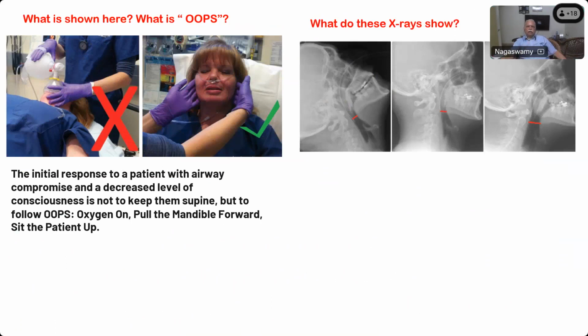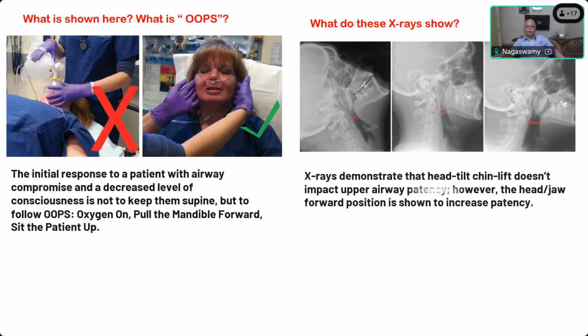What do these X-rays show you? This is the red line you are seeing. So what do these red lines indicate? Upper airway obstruction. Excellent. Upper airway diameter. Very good. X-rays demonstrate that head tilt and chin lift does not impact the upper airway patency.